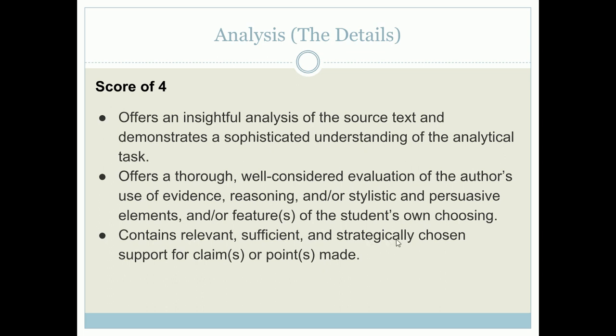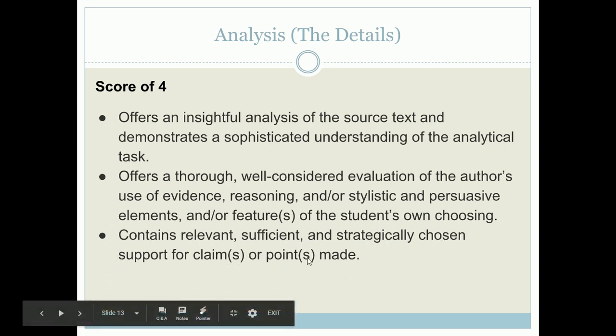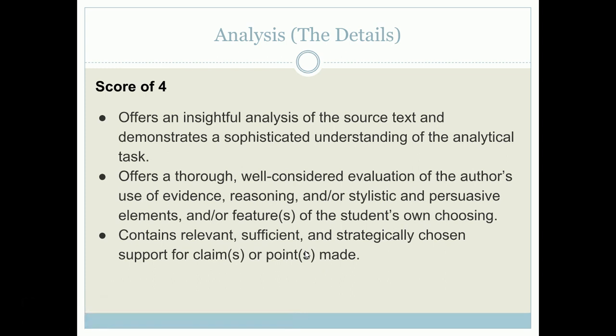Then it contains relevant, sufficient, and strategically chosen support for the claims and points made. This means that students need to include not just any example of a literary or rhetorical device, but they need to include the most relevant examples. So just like with reading, they shouldn't be focusing on small, irrelevant details that don't show that they comprehended the author's overall argument. Here, they shouldn't be focusing on irrelevant things that the author does. They need to focus on the main literary or stylistic techniques that the author uses to persuade an audience. There are often many of these. Students don't need to mention all of them, but they should mention the main ones rather than just BSing something.